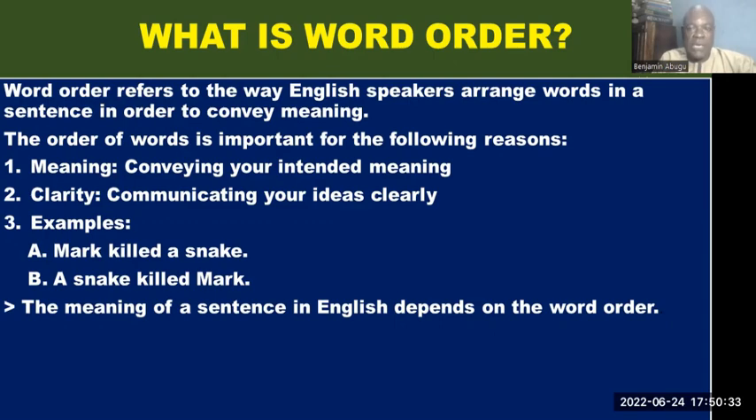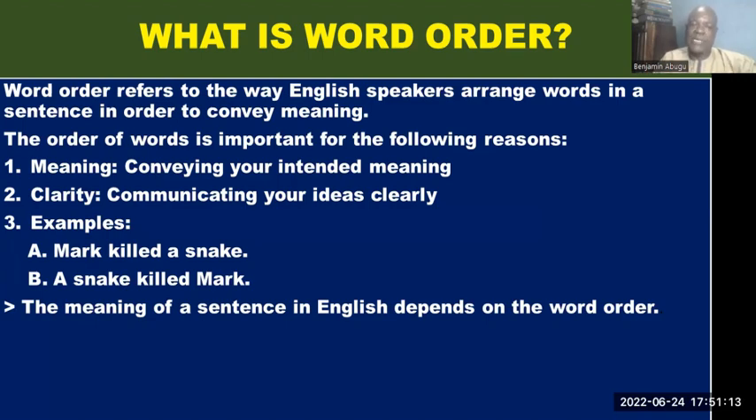What is word order? Word order refers to the way English speakers arrange words in a sentence in order to convey meaning. The order of words is important for the following reasons. Number 1, meaning, conveying your intended meaning. When you use a specific word order, it enables you to convey your intended meaning. Now, the second reason is clarity. Word order enables you to communicate your ideas clearly.